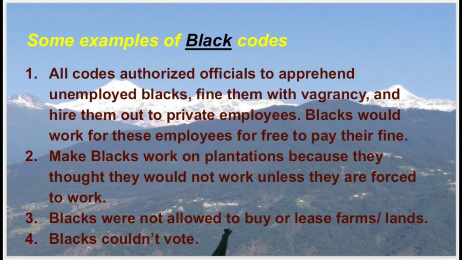Some examples of Black Codes. Firstly, all codes authorized officials to apprehend unemployed blacks, charge them with vagrancy, and hire them out to private employers. Blacks would work for these employers for free to pay their fine. Secondly, make blacks work on plantations because they thought they would not work unless they were forced to. Thirdly, blacks were not allowed to buy or lease farms or lands. Lastly, blacks could not vote.